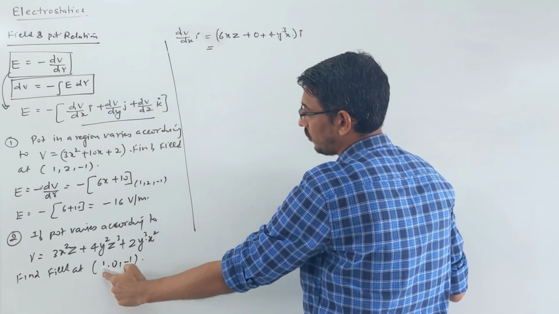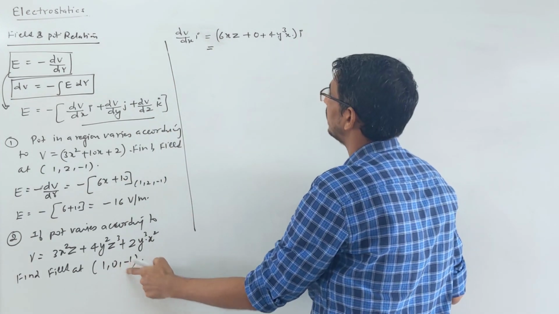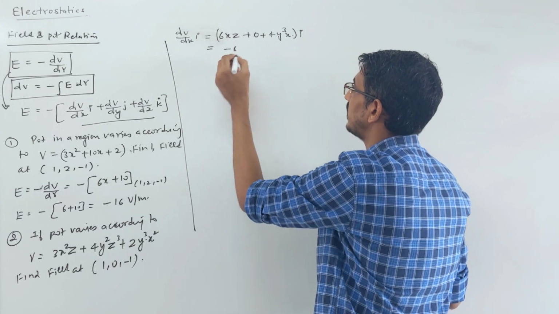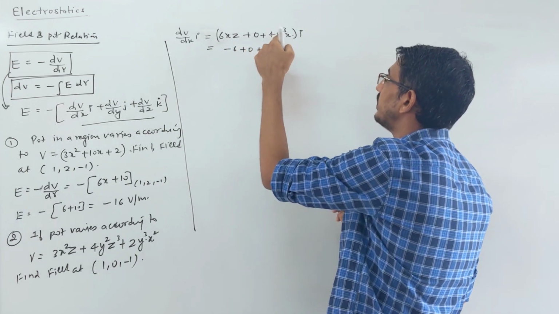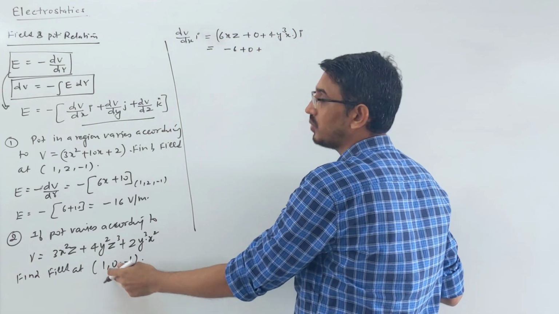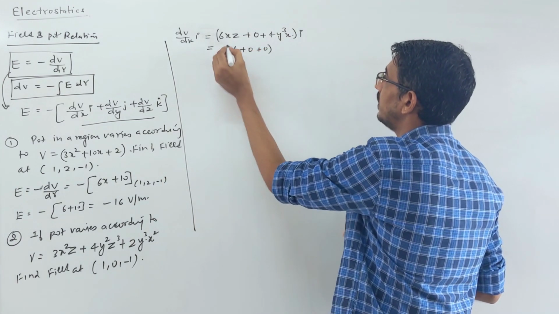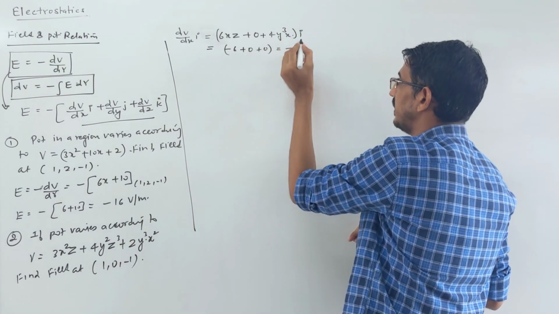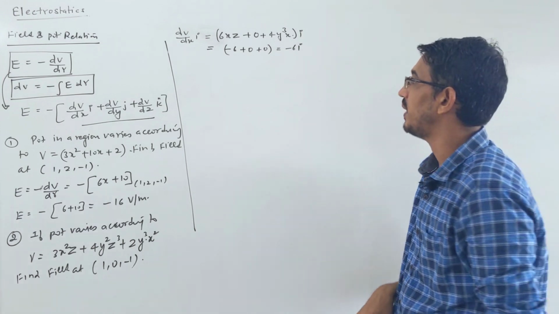So when you put coordinates here, look here, what is given? x is given 1, z is given -1. So this becomes -6 plus 0 and y cube. y is given 0, so the whole term becomes 0, right? So here you're getting -6i. That's your answer, right? Same way, let's find in the y direction.